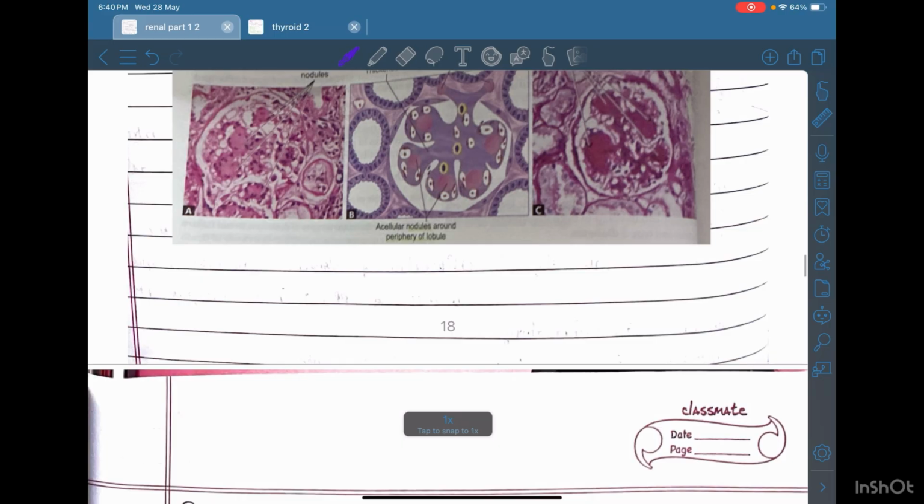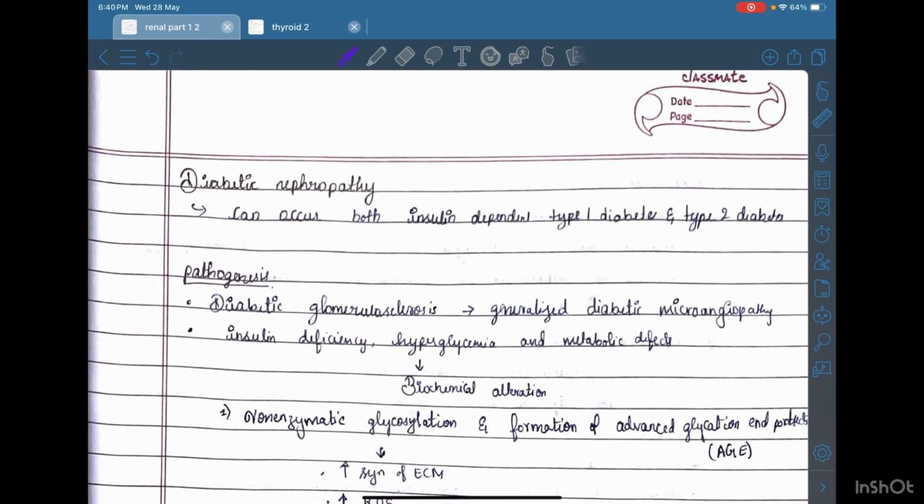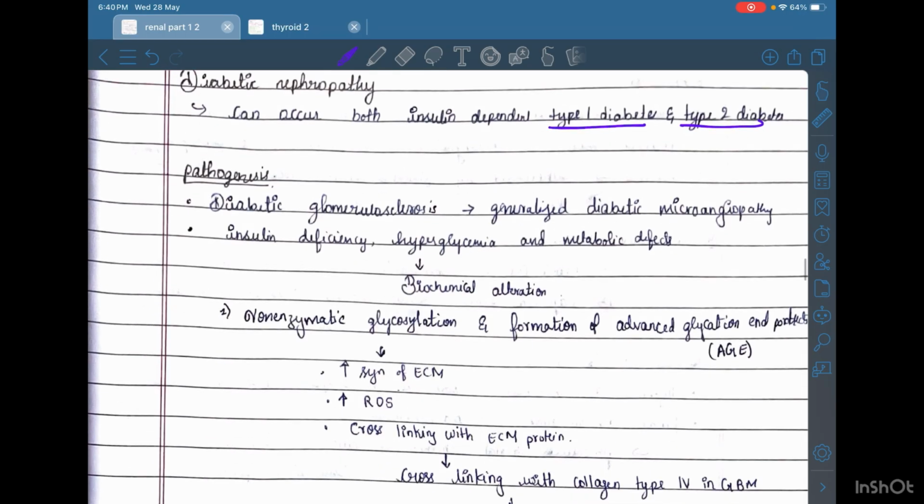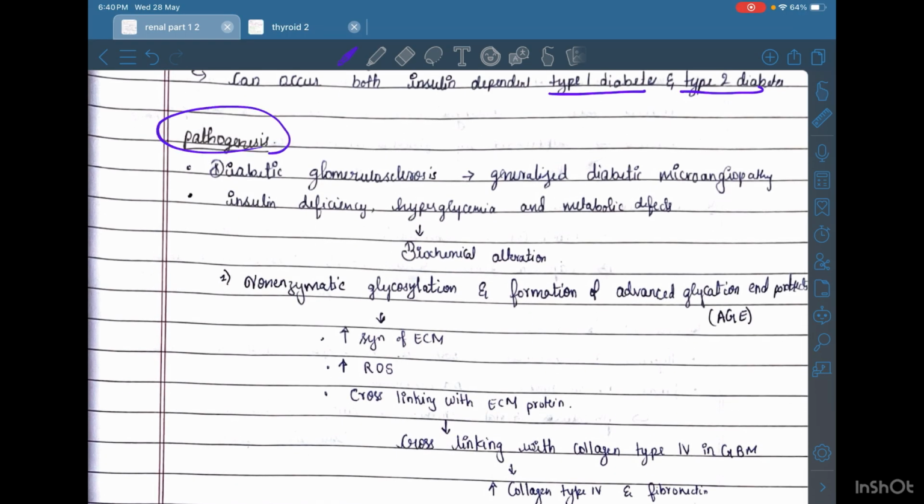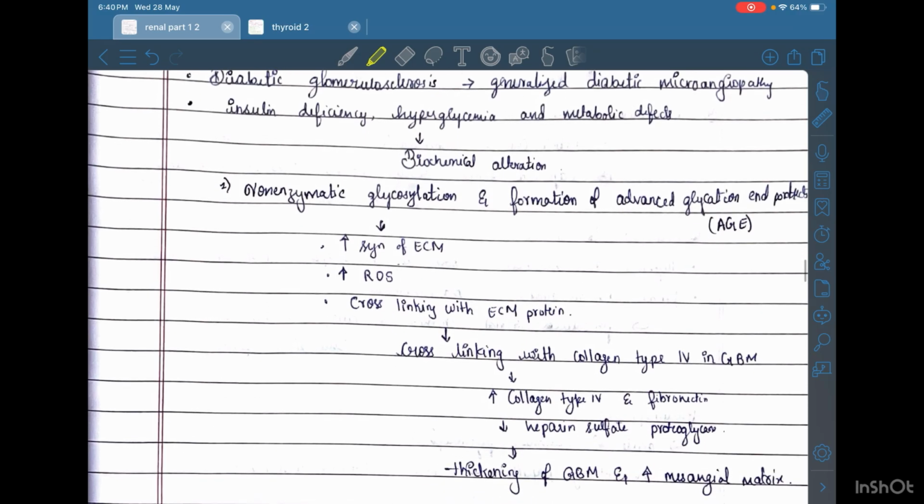Now let us start with diabetic nephropathy, okay. Let us see what happens to the kidney in diabetes. It can occur in both insulin dependent, that is type 1, and type 2 diabetes. Looking at pathogenesis, diabetic glomerulosclerosis is a result of generalized diabetic microangiopathy. There will be insulin deficiency, due to which there will be hyperglycemia as well as metabolic defects which lead to biochemical alteration.